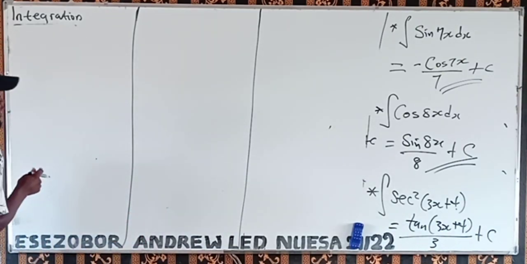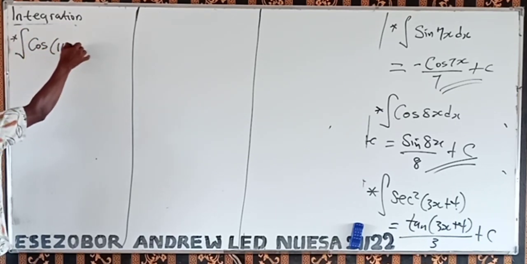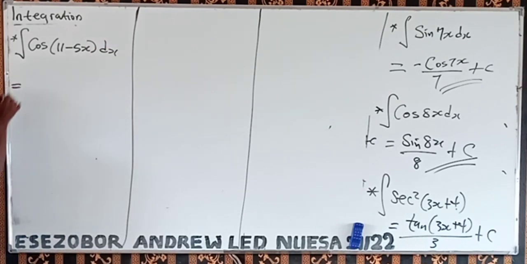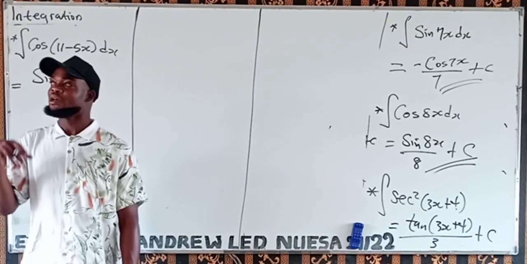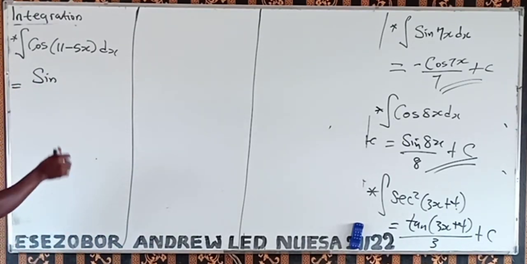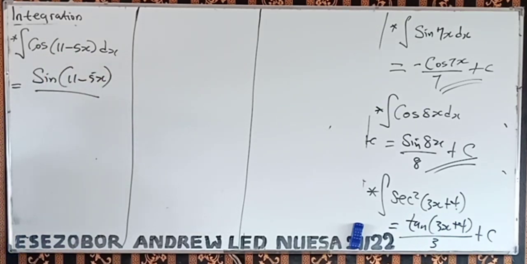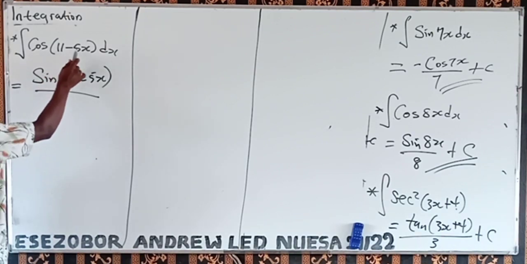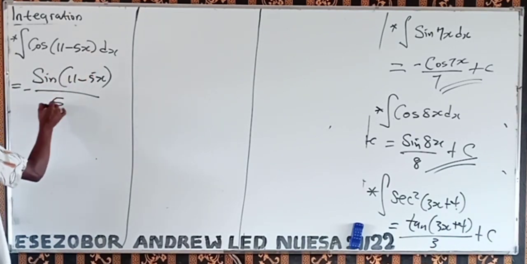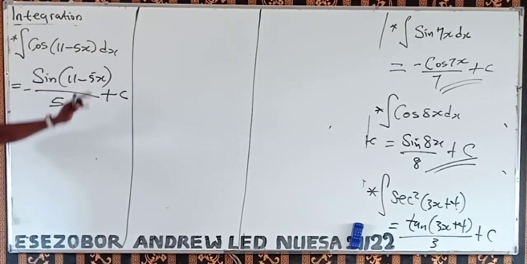So we are doing trig functions now. Let's say we have the integral of cos(11 minus 5x) dx. What are you going to have? If I integrate cos, I'm going to have sine, not minus sine. When you differentiate cos, you have minus sine, but if you integrate cos, it will be sine, not minus. Differentiate sine, you have cos. If you integrate sine, you have minus cos. Think of that too. So sin(11 minus 5x), over the derivative of 11 minus 5x, which is minus 5, plus c. Remember that.